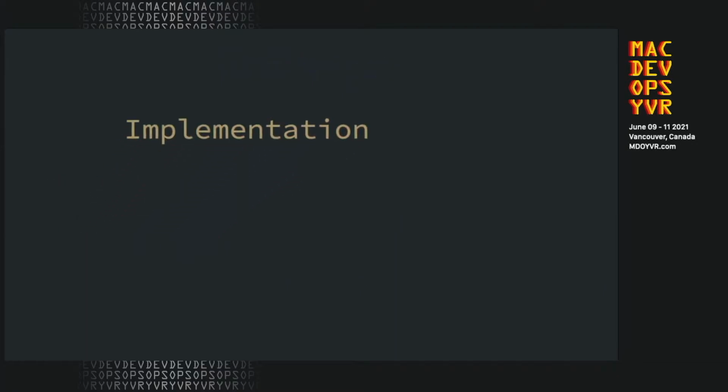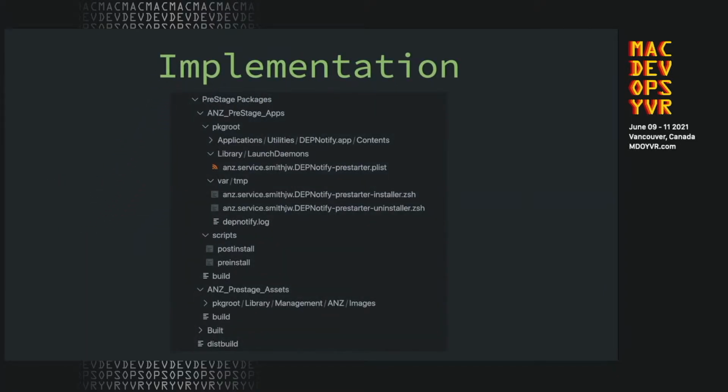Now let's chat about the implementation and how we put everything together. So this is the contents of the PreStage package and how I deploy it to my clients. It contains two regular packages. The first contains DEPNotify and all the associated scripts and LaunchDaemons. And the second is a collection of logos and assets that we use.